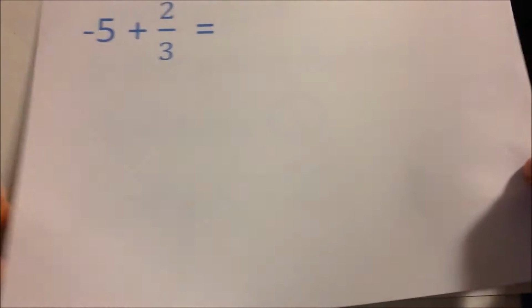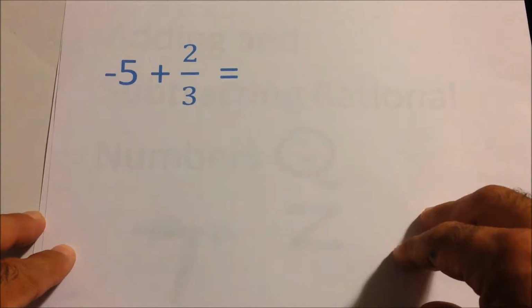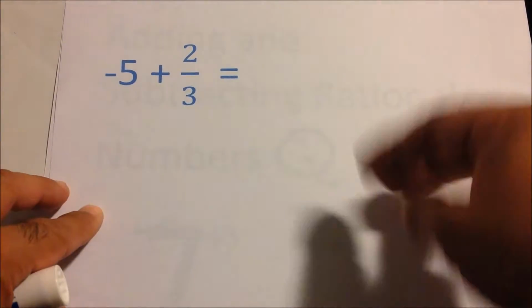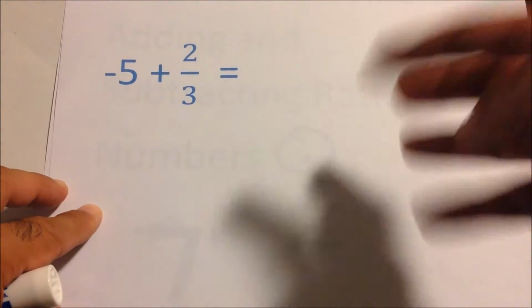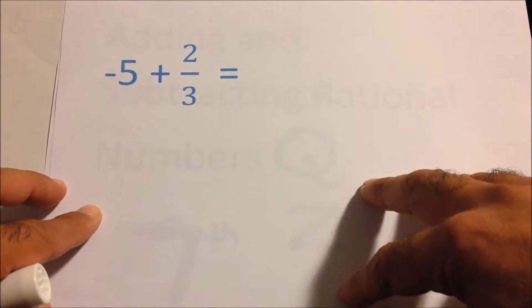Okay, so let's look at an example. Of course, we would do this the same way we would do the integers. So here we have -5. We can say we owe $5. And then someone is going to give us 2/3 of a dollar. Roughly 66 cents, but that's not important. So it's the same concept here. Let's look at it the old-fashioned way first.